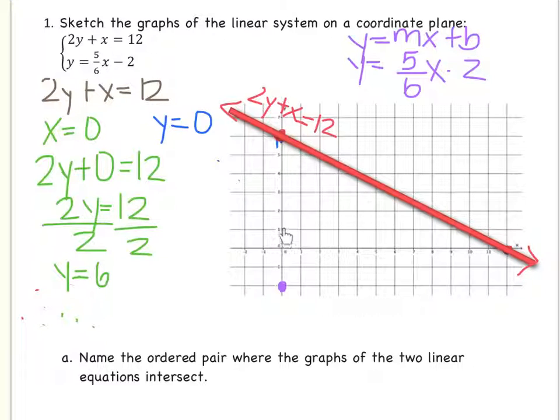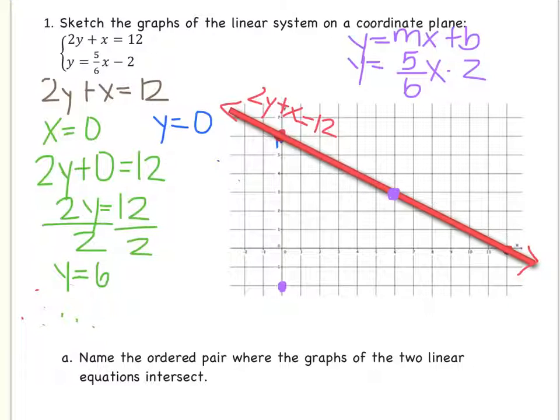1, 2, 3, 4, 5. And I'm going to move to the right 6. 1, 2, 3, 4, 5, 6. So notice right there that my lines intersect. Right at this point, right here.